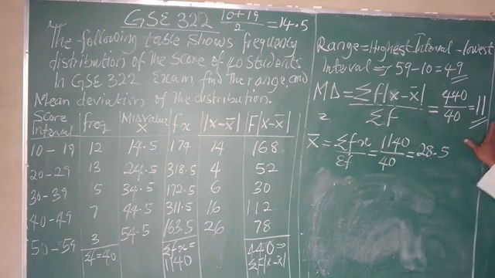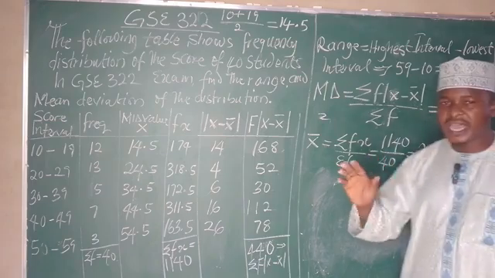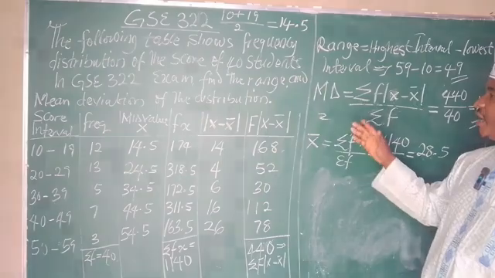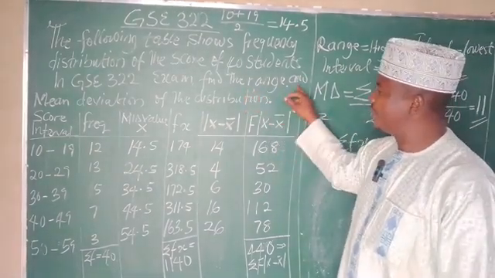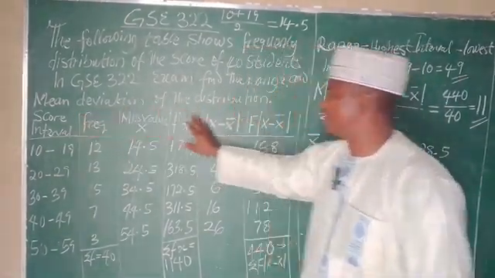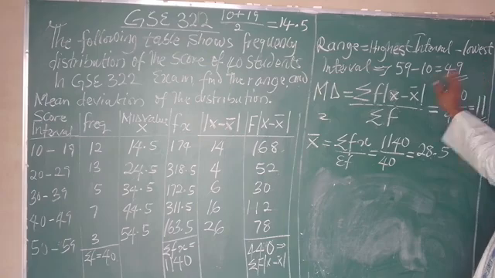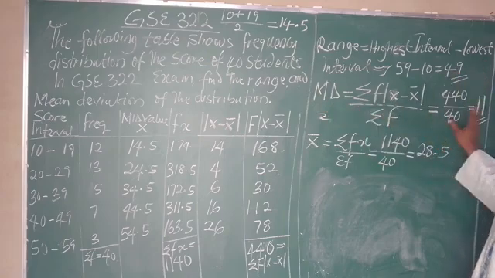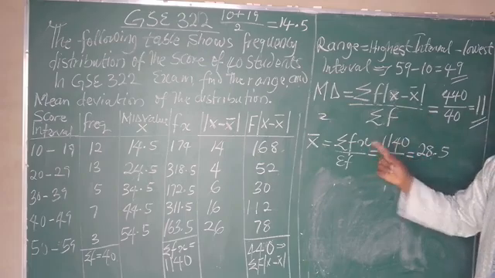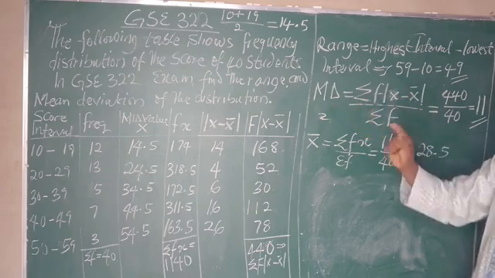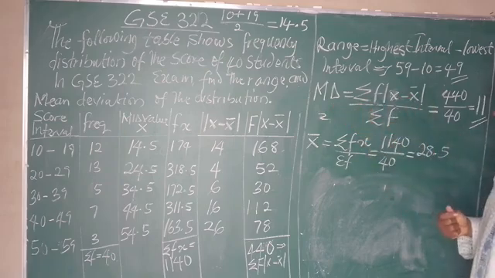So with this, we have come to the end of today's lecture, because we were asked to find the range and the mean deviation of the distribution, and we have found the range as 49 and the mean deviation as 11. This means, as I told you, that in an effort to find the mean deviation, you must find the mean of the distribution.